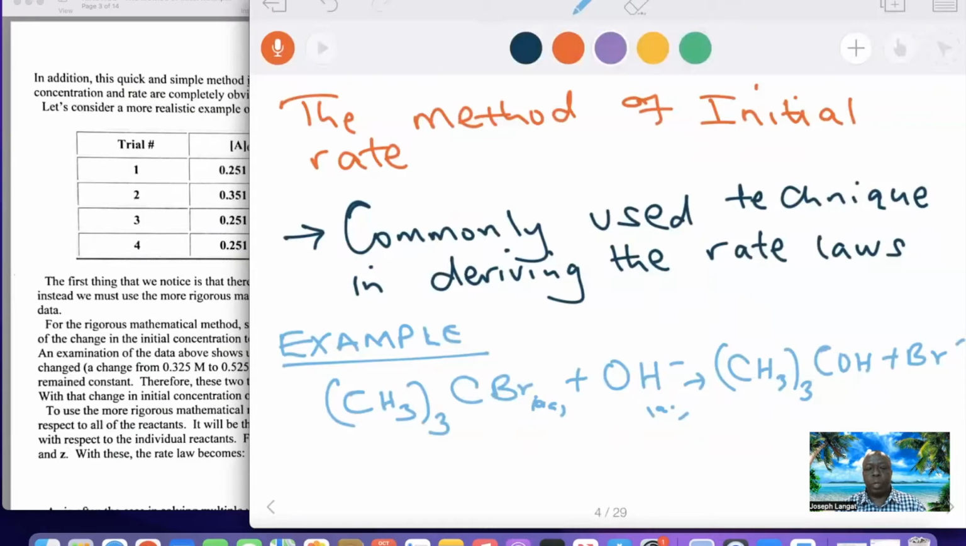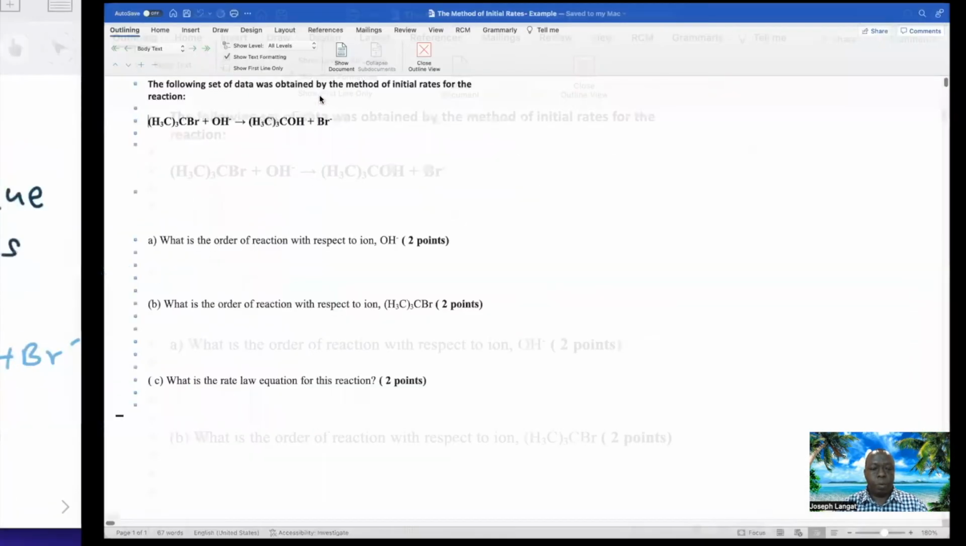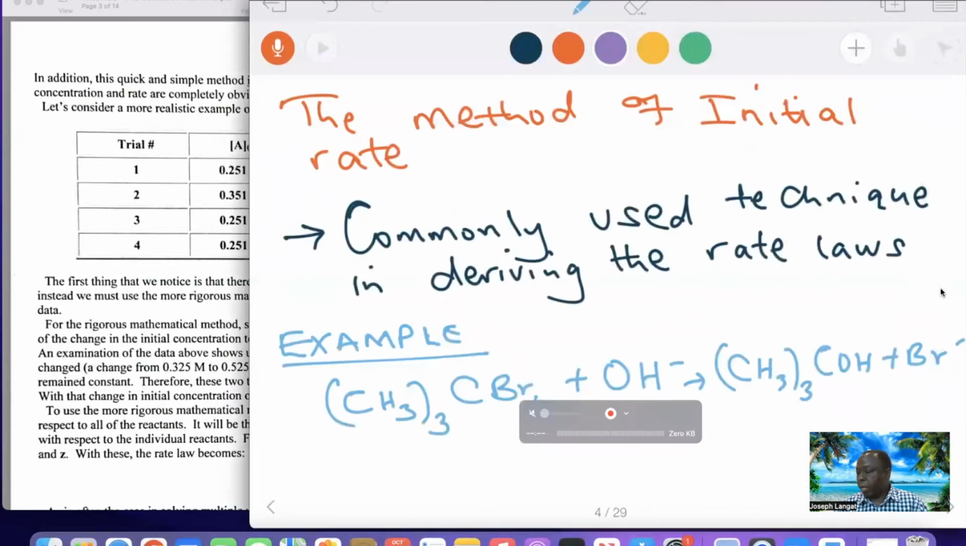I'm going to use the reaction between tertiary butyl bromide with hydroxide ion. We will determine the reaction order with respect to tertiary butyl bromide, or 2-bromo-2-methylpropane, and the reaction order with respect to hydroxide. The questions we are going to answer are: what is the order with respect to hydroxide ion, and what is the reaction order with respect to tertiary butyl bromide? And lastly, we will write the rate equation or rate law for the reaction. This was one of the questions in the quiz, therefore you can see the points here just coming from the quiz. So let's start by looking at the rate law.